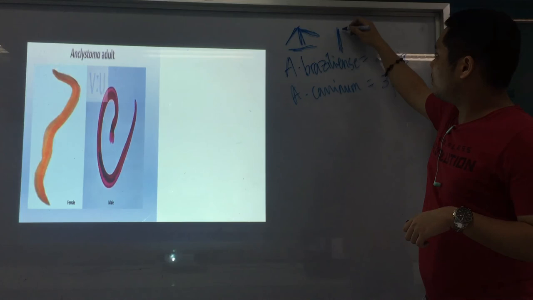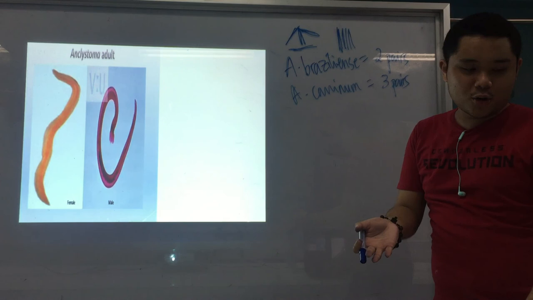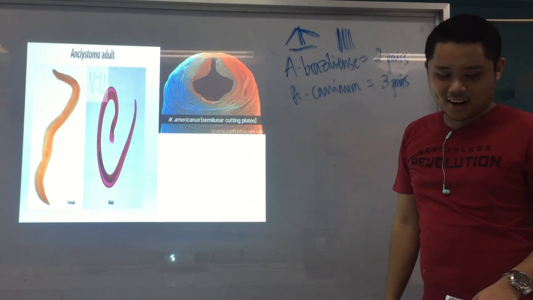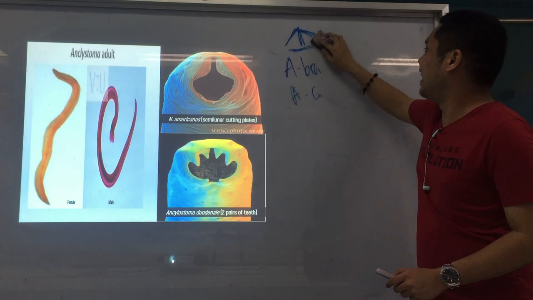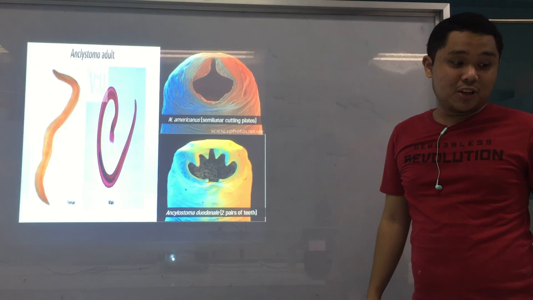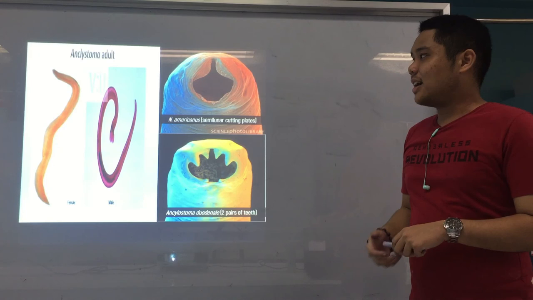Here are electron microscope images of the different teeth, and Necator americanus's cutting plates. Here's a small one. Lastly, Ancylostoma duodenale with its two pairs of teeth, but very scary. So that's the electron microscope view of the different teeth of the hookworm species, which we use for speciation. Basically, that's it for hookworm.